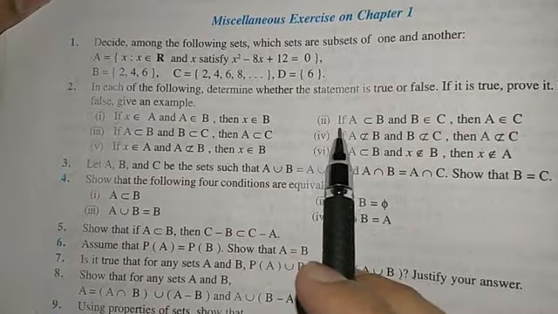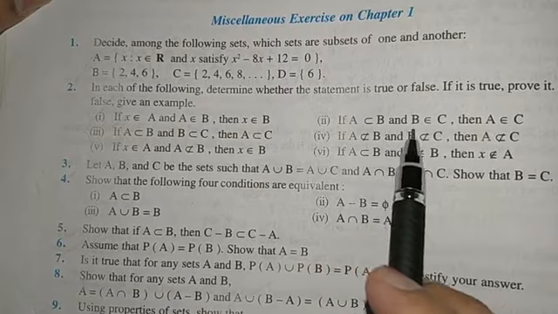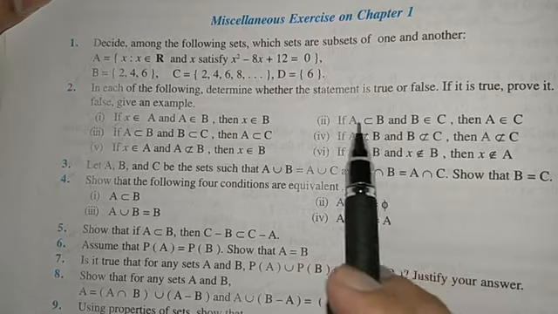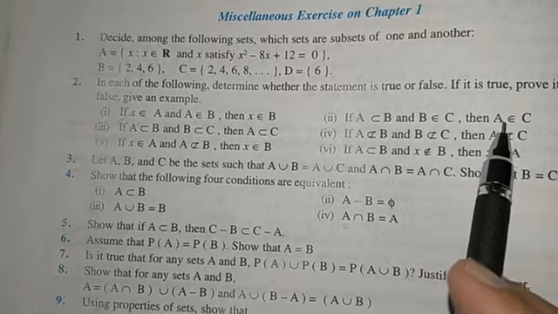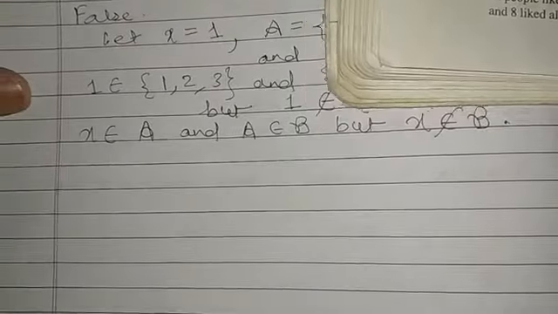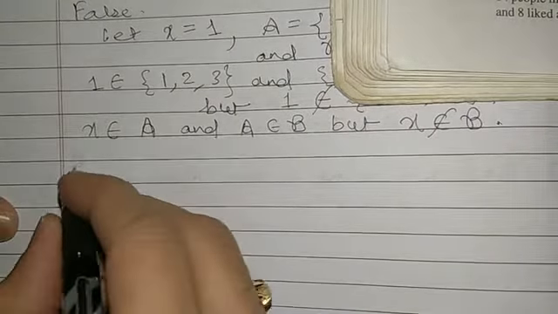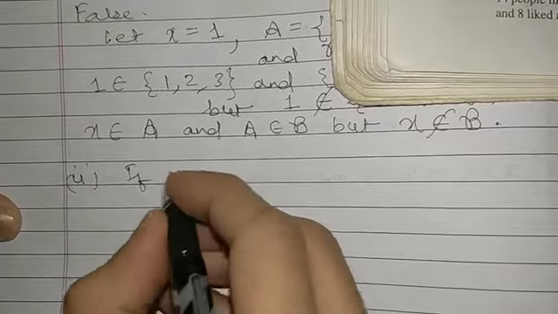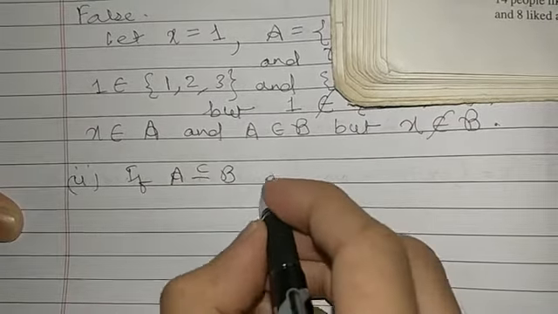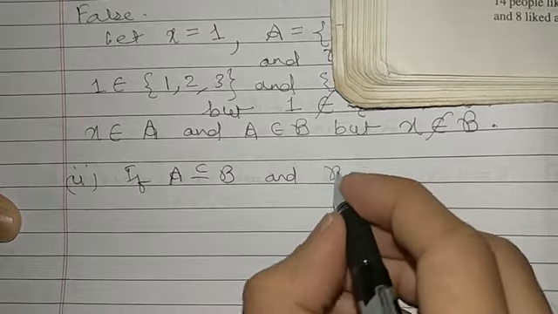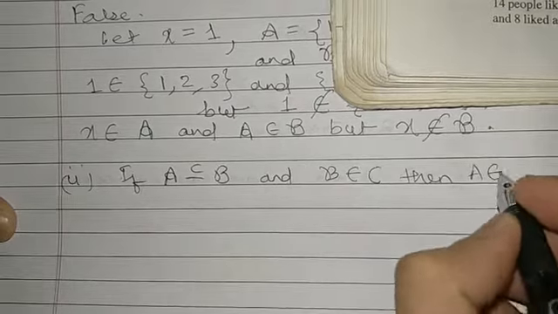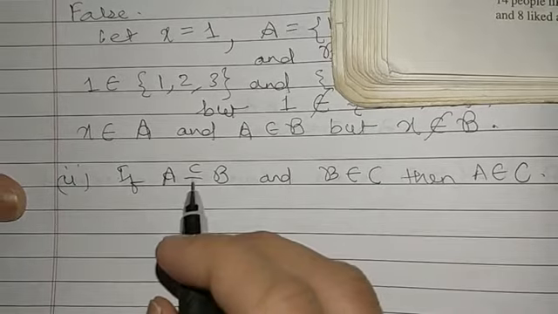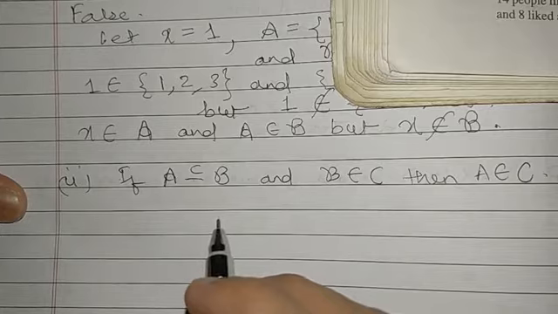Now let us go to the second example, that is: if A is a subset of B and B is a subset of C, sorry, if B belongs to C, then A belongs to C. This is the statement given to us. So let us write that down. Second: if A is a subset of B and B belongs to C, then A belongs to C. We have to tell whether this statement is true or false.